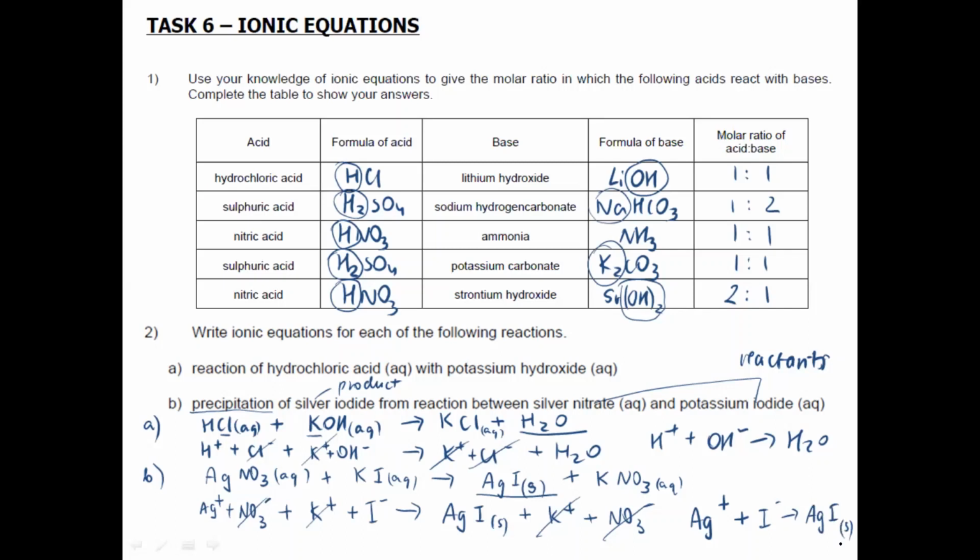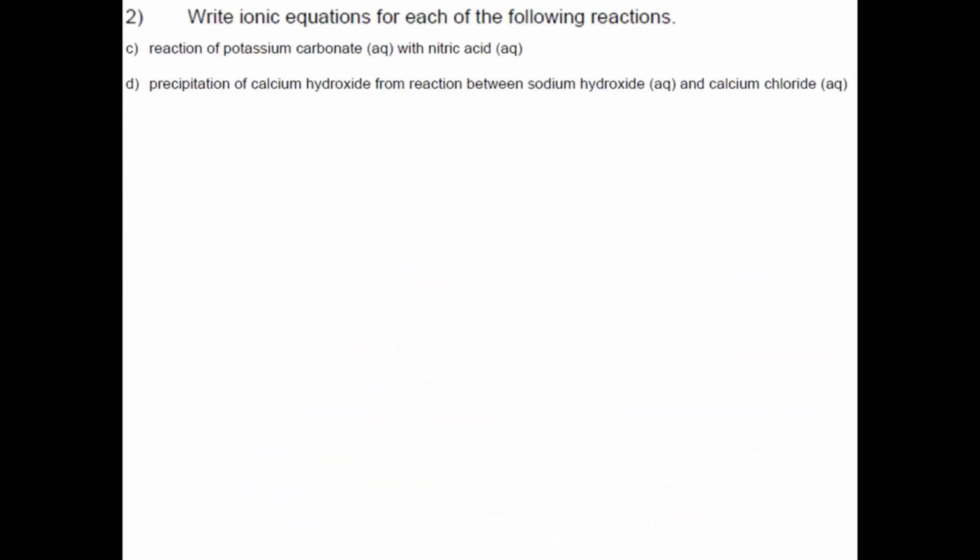Okay. Right, question C and D. So I'm going to show you in these questions how to do it a little bit faster. So reaction of potassium carbonate with nitric acid. So potassium is K, carbonate is CO3 2 minus, so potassium is 1 plus, so I put K2CO3. This is aqueous. And nitric acid is HNO3 aqueous. What do we make in here?